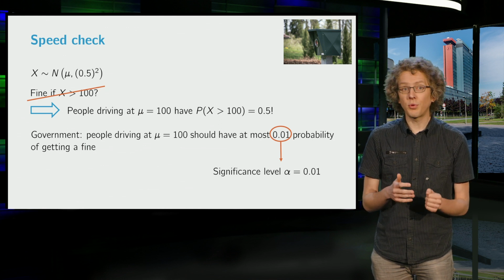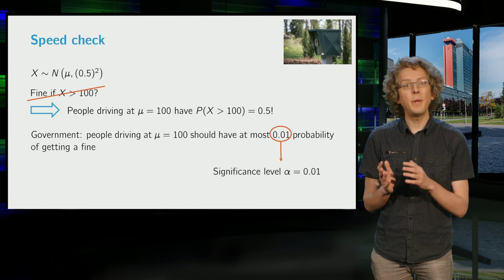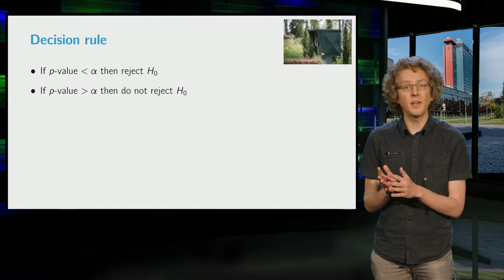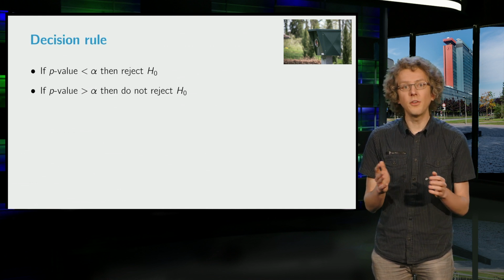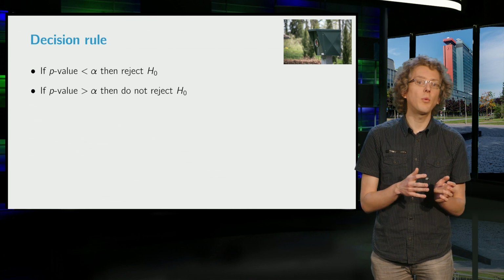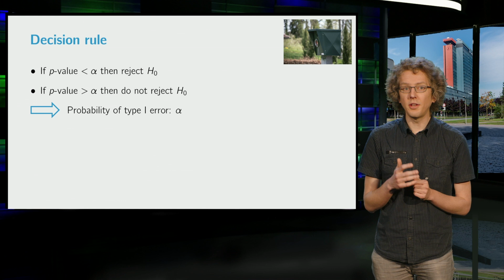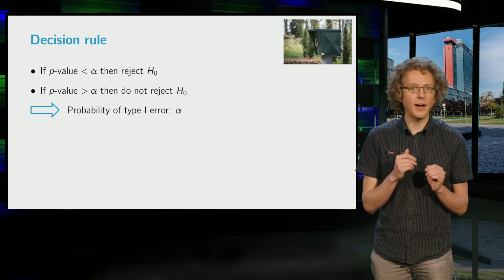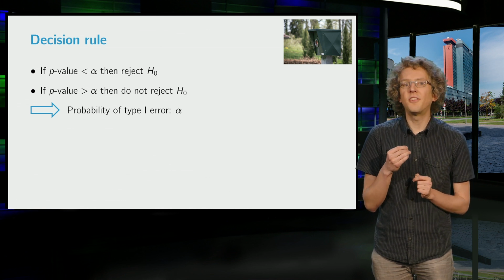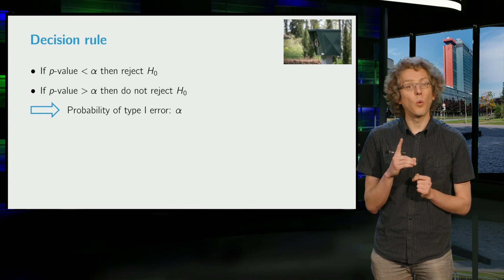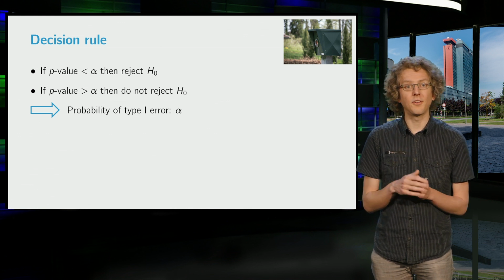It leads to a very straightforward decision rule. If the p-value is smaller than the significance level, then we reject the null hypothesis. Otherwise, we don't. In this way, the probability of a type 1 error, getting a fine, for someone who drives at exactly the allowed velocity will be 1%, exactly as the government requires.